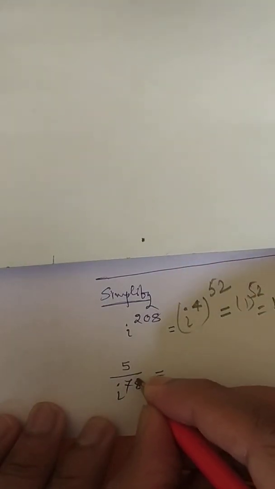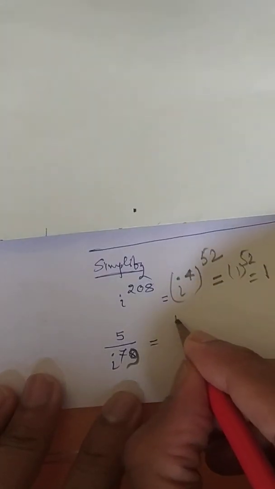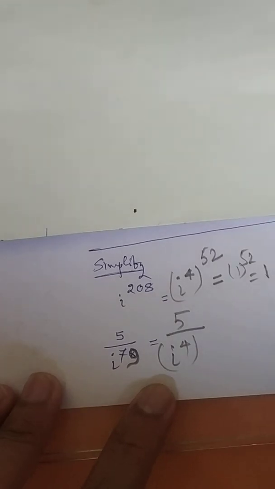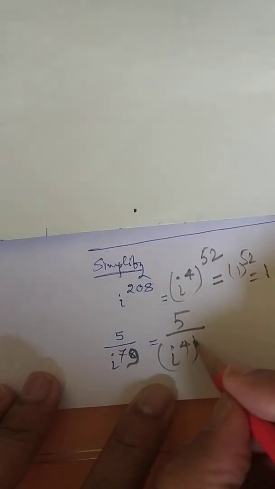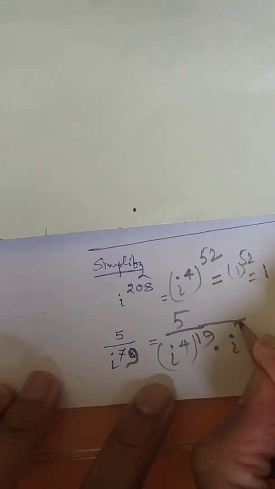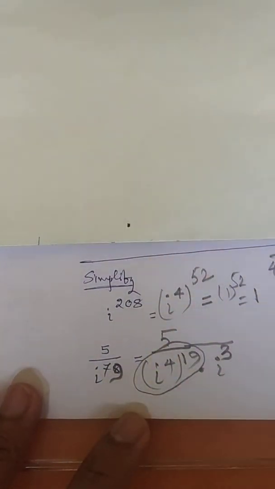Okay, now another question: 5 by i raised to power minus 79. So 5 will be like this, i raised to power 4. 79 divided by 4: 4 1s are 4, 3, 9, then 4 8s are 32, 4 9s are 36. 36 and the remainder 3. So I can write here 19 as the quotient. Try to understand this: the remainder is 3, so i raised to power 3. The i raised to power 4 part is always 1. So therefore I am dividing by 4.